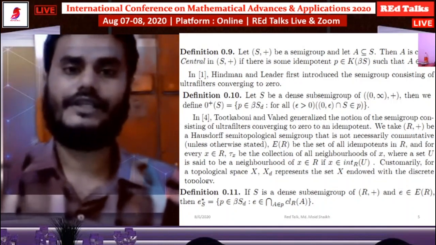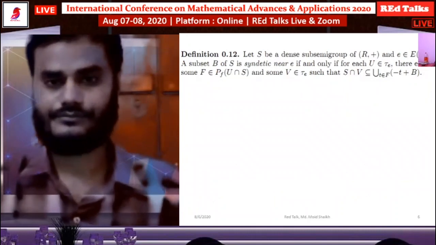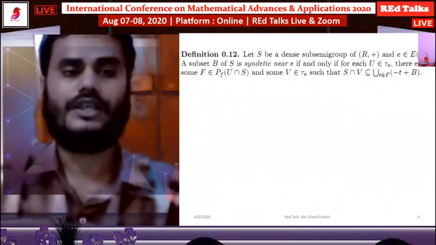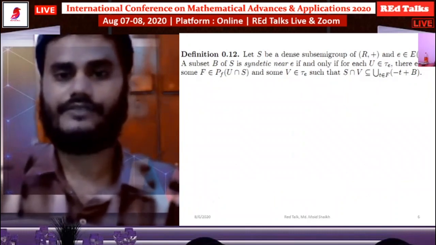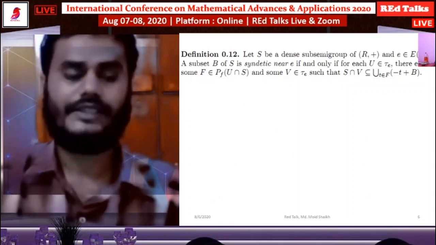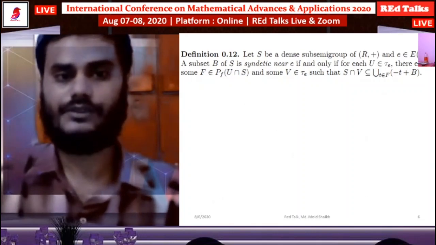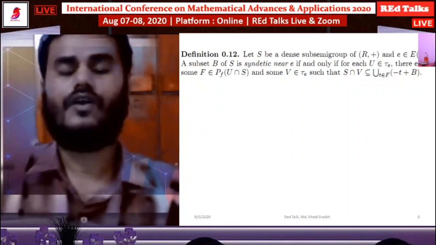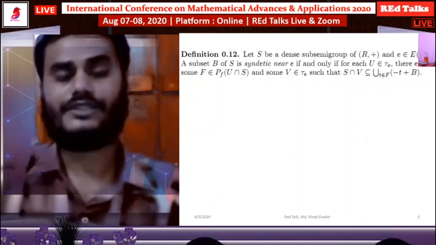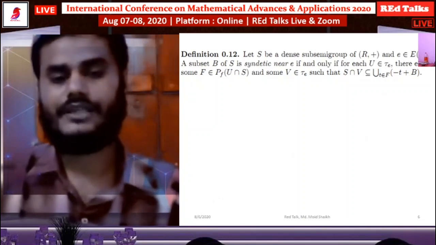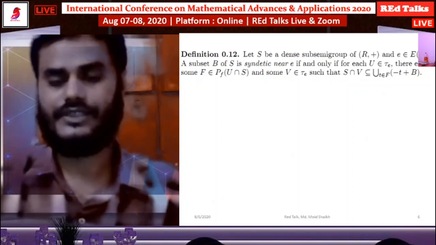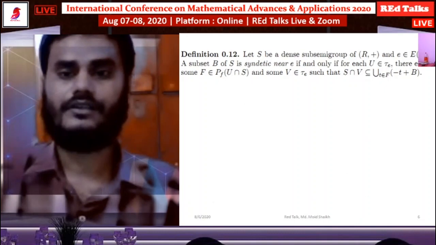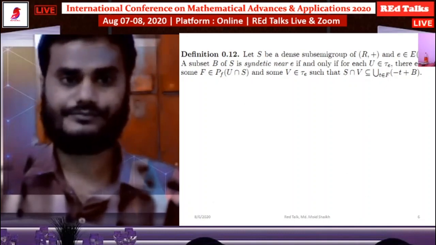Now, synthetic set near E. Let S be a dense subsemigroup of (R, +) and E belongs to R. A subset B of S is synthetic near E if and only if for each U in τ_E there exists some F in P_f(U ∩ S). What is the meaning of P_f(U ∩ S)? That is the set of all non-empty finite subsets of U ∩ S. And some V in τ_E such that S ∩ V is a subset of the union over t in F of (−t + B).